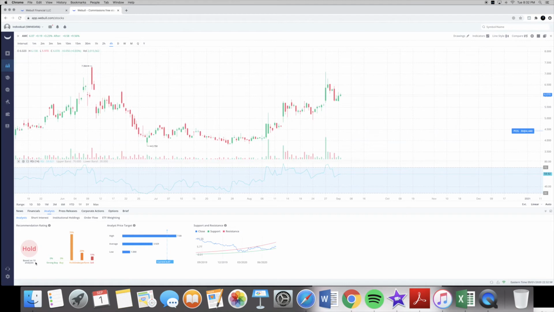Analysis right here will tell you how many analysts are talking about this stock, and 70% of them, obviously 70% out of 10 is 7 of them, are recommending this stock for people to hold it. Two of them say it's underperformed, and only one says you should be selling. I don't always follow that, but you can take a look at it.